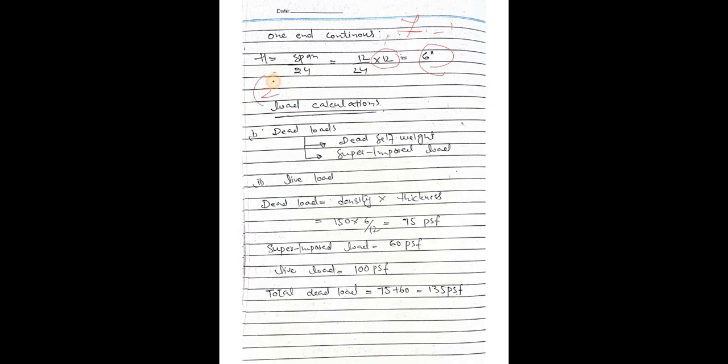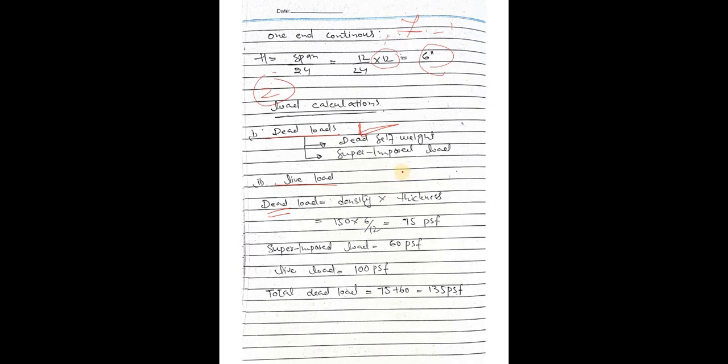The second step is the calculation of loads. There are two types of load acting on a slab: the first is dead load and the second is live load. Dead loads are further divided into self dead load and superimposed dead load. First, we see how we calculate self dead load. Self dead load of a slab is calculated by the formula density multiplied by thickness.